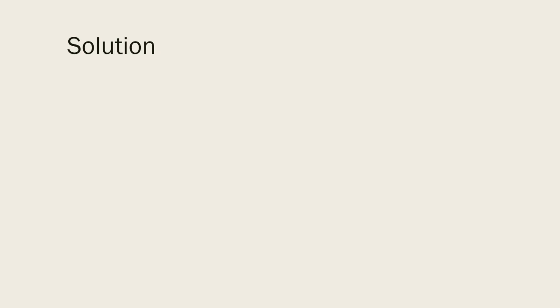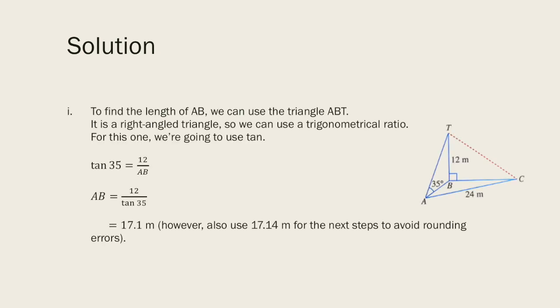So first, we have to find the length of AB. In order to find the length of AB, we have to use the triangle ABT. Now, triangle ABT is a right-angled triangle because AB is a base and BT is already a height, so it is vertical. Because it is a right-angled triangle, we can use a trigonometrical ratio. We have to do tan 35 equals 12 over AB. AB will be equal to 17.1 meters. However, we must also save 17.14 meters for the next step in order to avoid rounding errors.